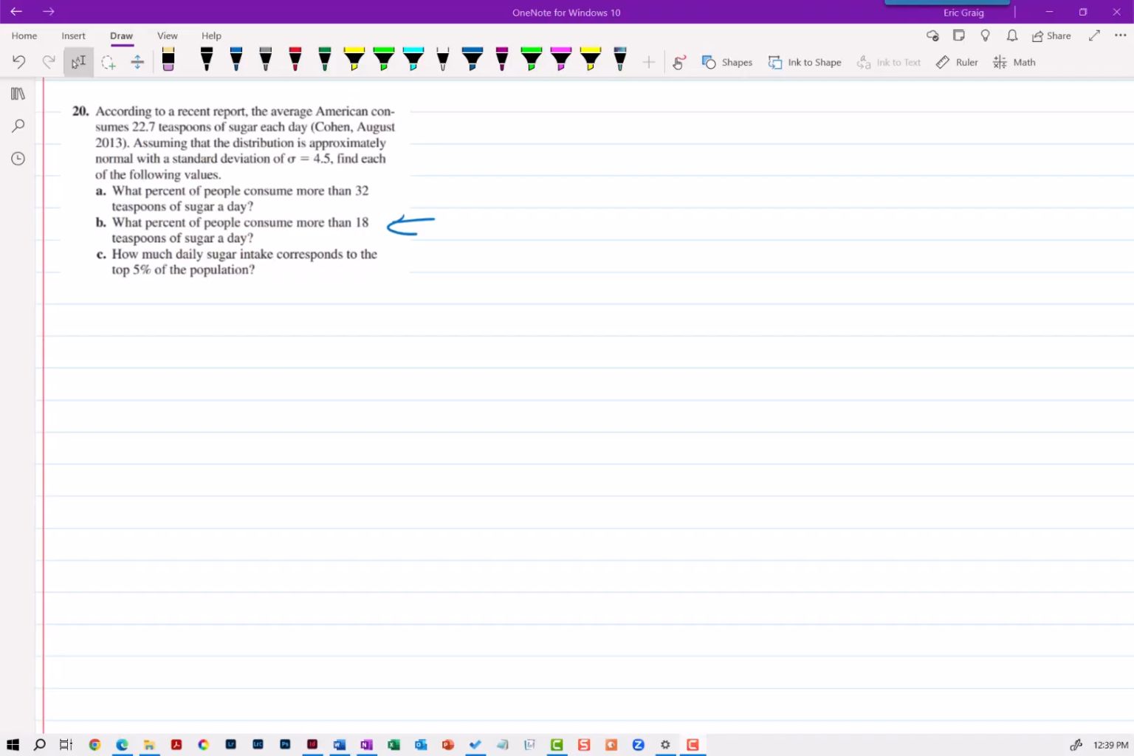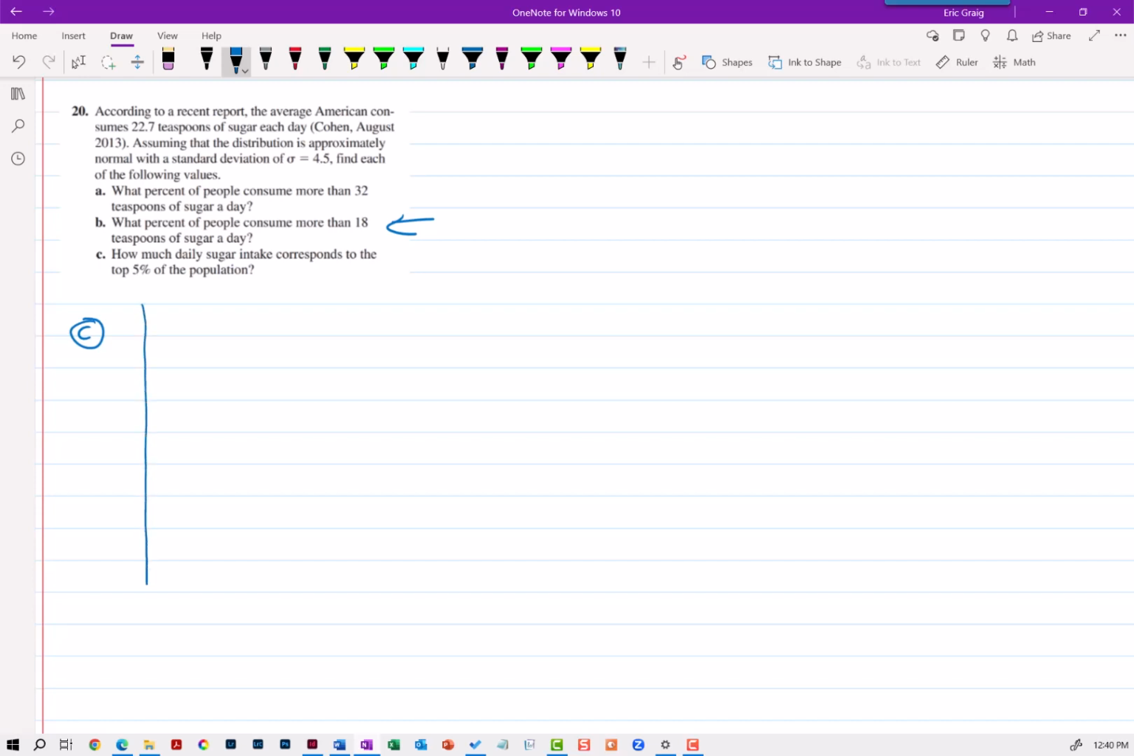Okay, once again, let's start off with a clean slate now and tackle part C. Part C is actually a little bit different because in part C, we're not given a value, we're not given a score, as it were, we're not given a number of teaspoons of sugar. We're asked instead to find out the correct number of teaspoons that corresponds to the top 5% of the population. So the process is really very similar.